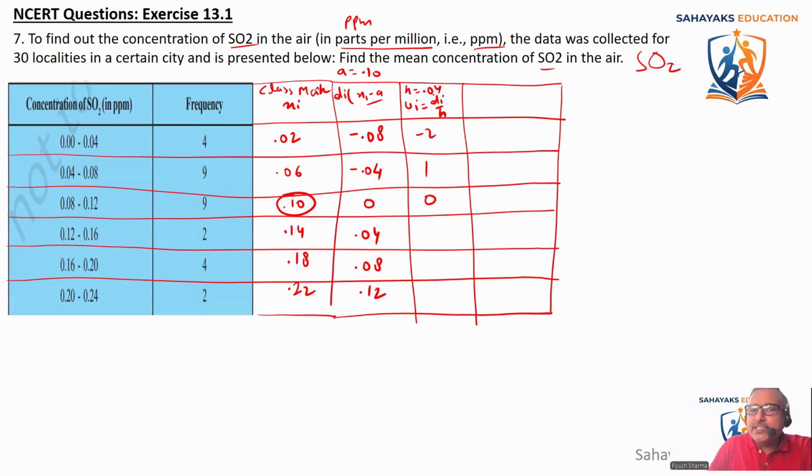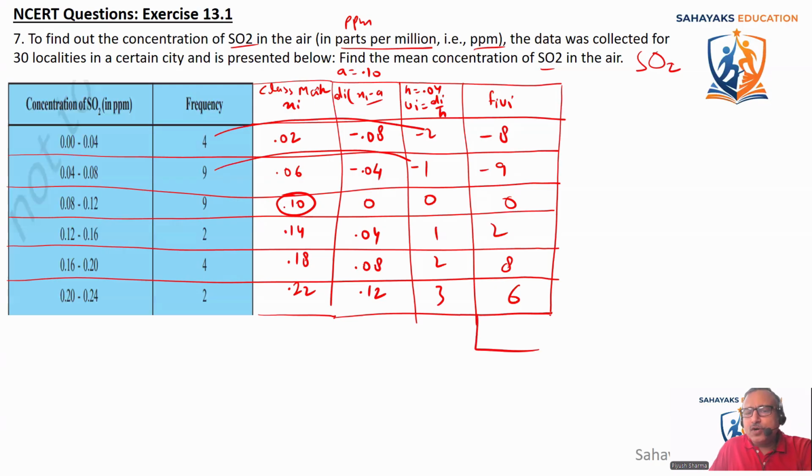Okay, I've taken h as 0.04. I've not taken a constant number. I've taken 0.04 because the multiplication will be much easier. So it becomes 1, 2, and 3. So 4 multiplied by minus 2 comes out to be minus 8. So we are finding fi ui. Then 9 zeros are 0, 2 ones are 2, 4 twos are 8, 2 threes are 6. Okay, so 8 will cancel out here, 6 to 8, and the sum of all these values comes out to be minus 1.